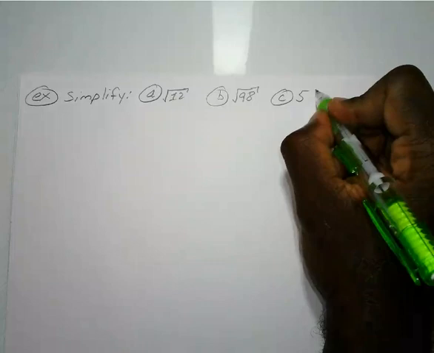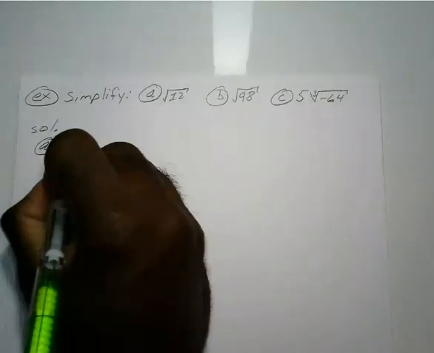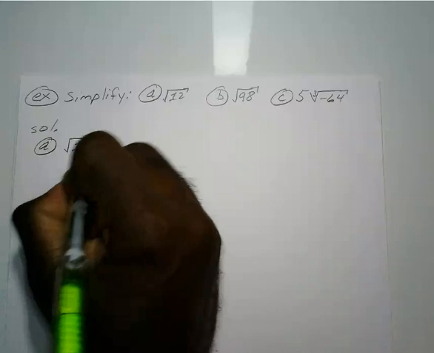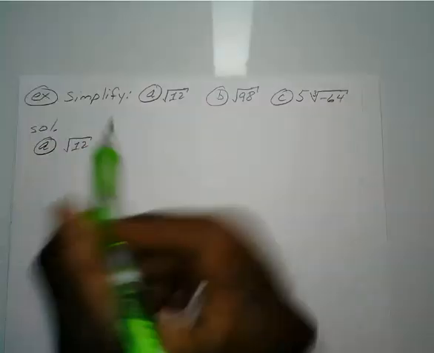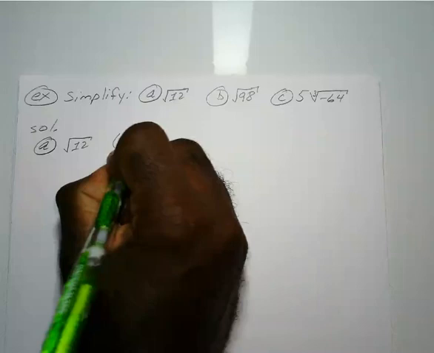All right, so for problem A, okay, so we have the square root of 12. Okay, so you want to factor 12 out to where you get a perfect square. Okay, so if you remember, 12, you could make it 6 times 2, but 6 isn't a perfect square and 2 isn't a perfect square. So we're going to pick 4 times 3, because remember, 4 is a perfect square.